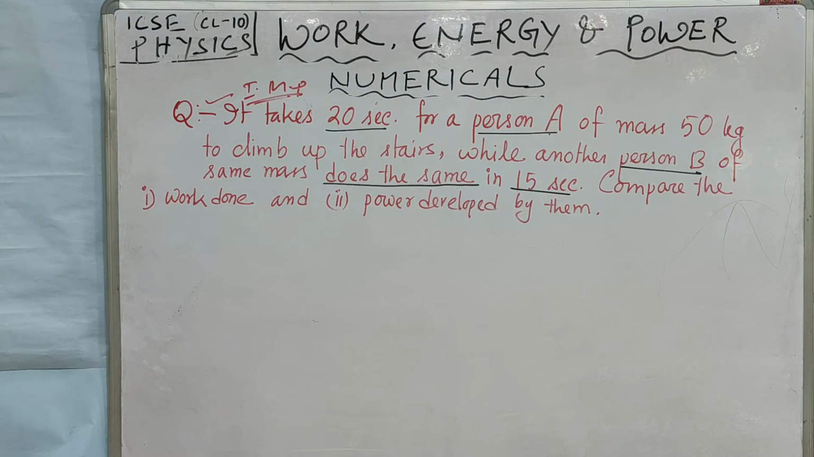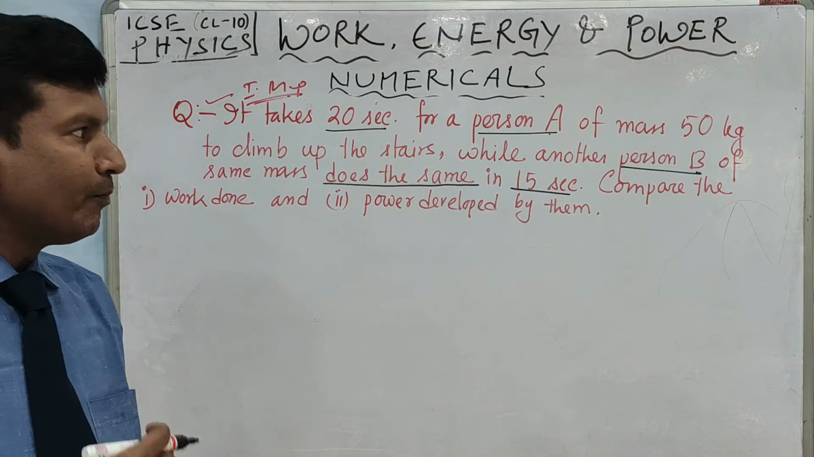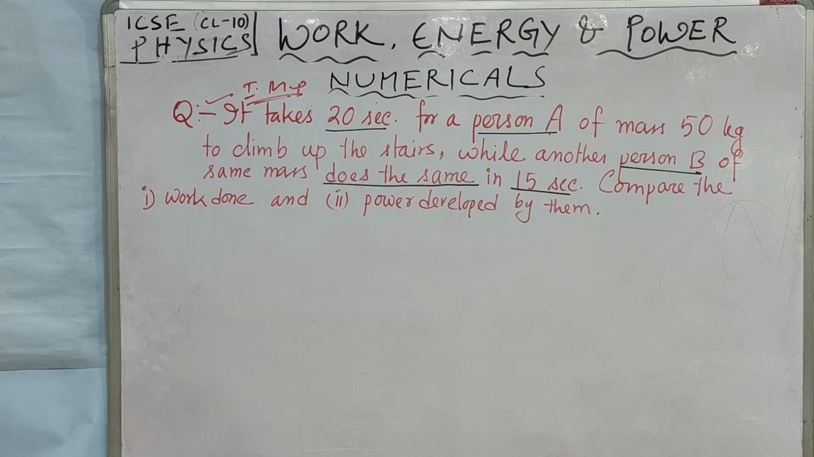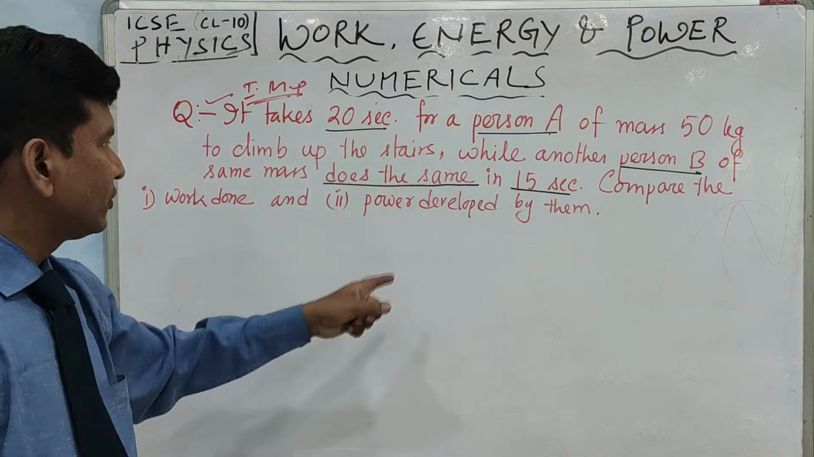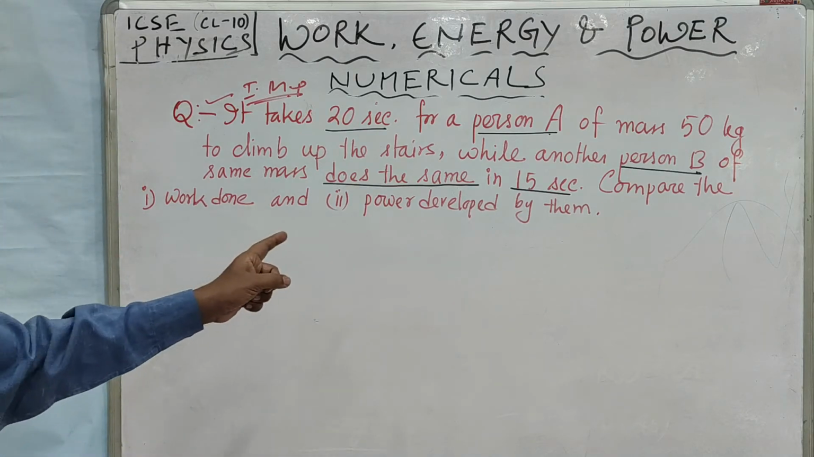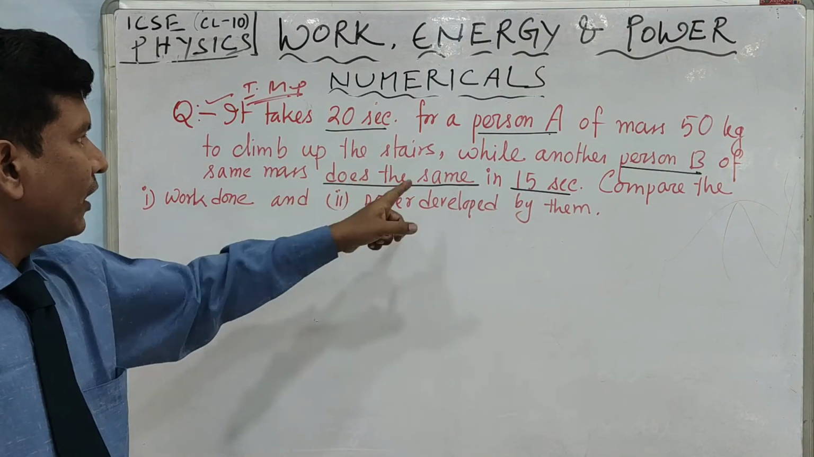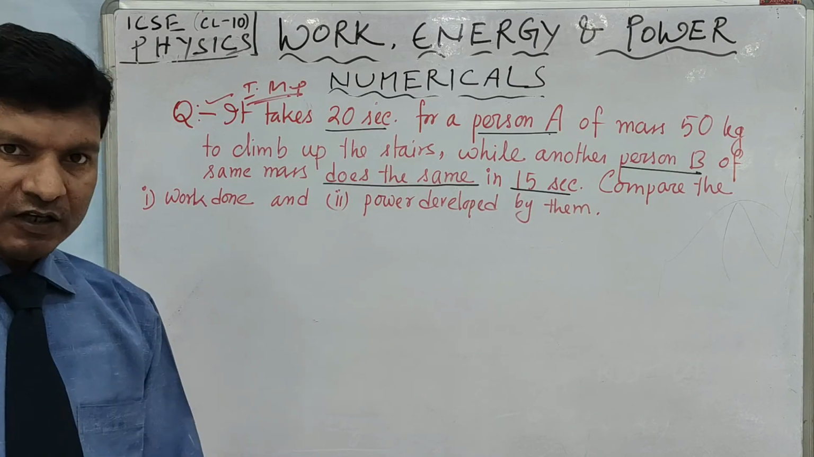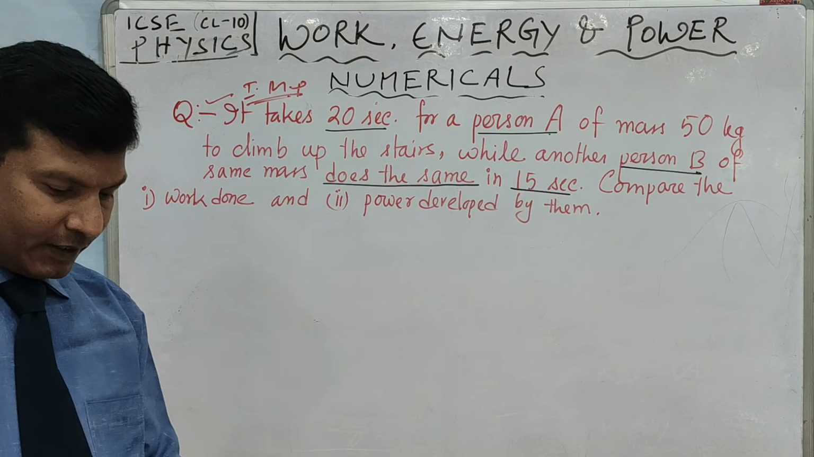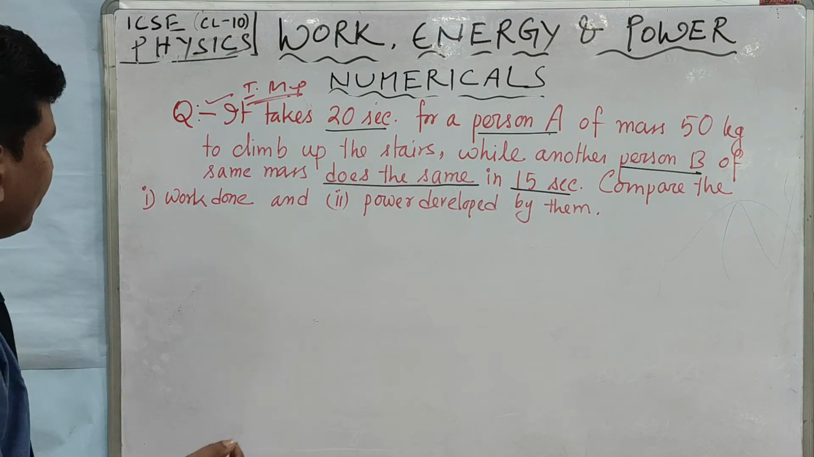So we have to compare the work done and also the power. Whenever this type of comparison question is asked, we have to find the ratio of the work done by A to the work done by B. Again, in the second part, we have to find the ratio of the power of A to the power of B, or the power spent by A to that of the power spent by B. So just see what is given there.